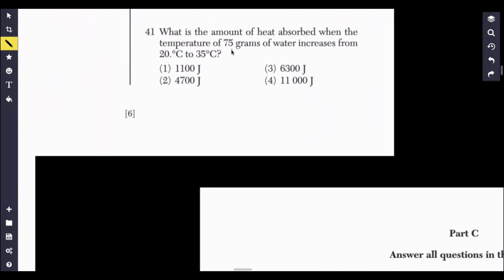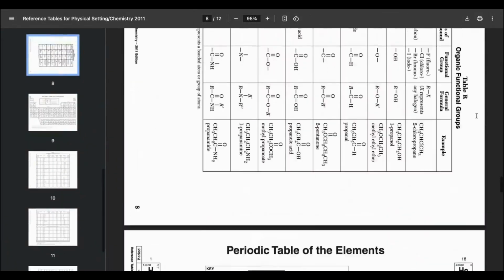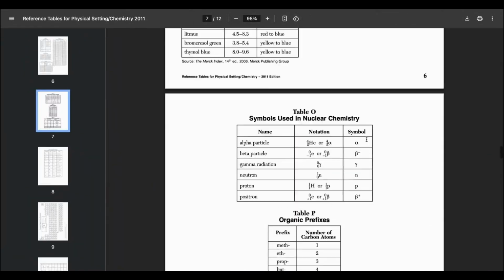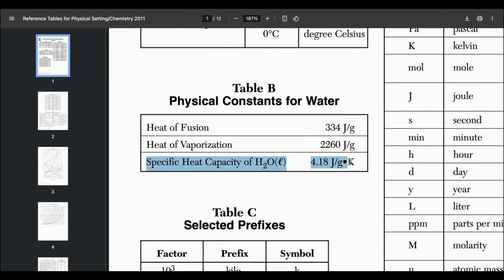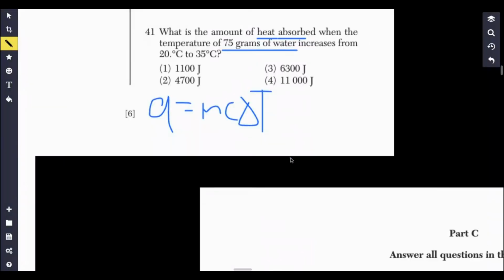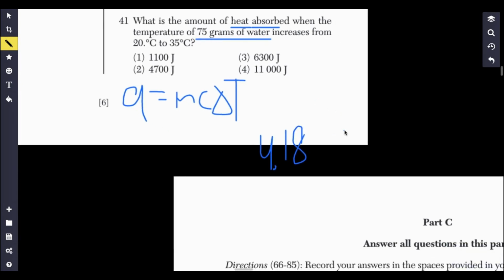Or what is the amount of heat when the temperature of water increases? This is basically Q equals m c delta T. We're trying to find the amount of heat absorbed when the temperature of 75 grams of water increases from that to that. Once again, we are going to use our reference guide to help us solve this problem. We're going to scroll all the way up. Notice how the heat capacity of water is 4.18 joules per gram per degree Celsius.